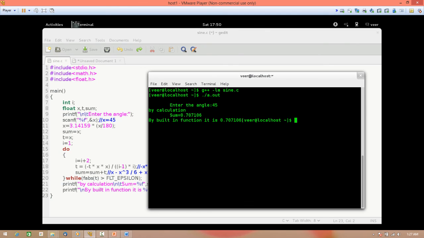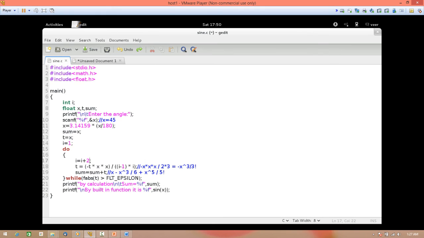As you can observe, the value that we have got through theoretical relation computation is 0.707106, and the inbuilt function is also giving me the same result. So it means the program that has been written is perfectly fine. I hope you have understood this sine series program. Thank you.